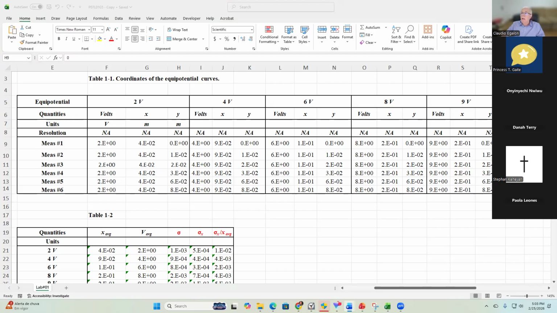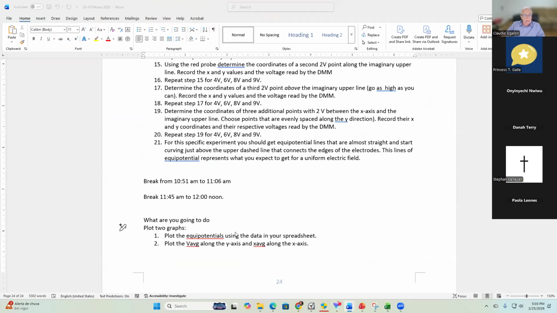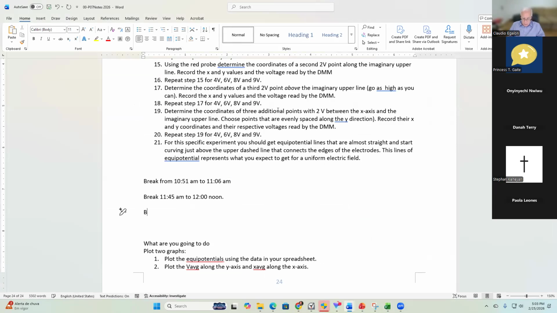And by the way, I gotta warn you about something else too, okay? Do not change anything in the spreadsheet, okay? Do not change anything in the spreadsheet.